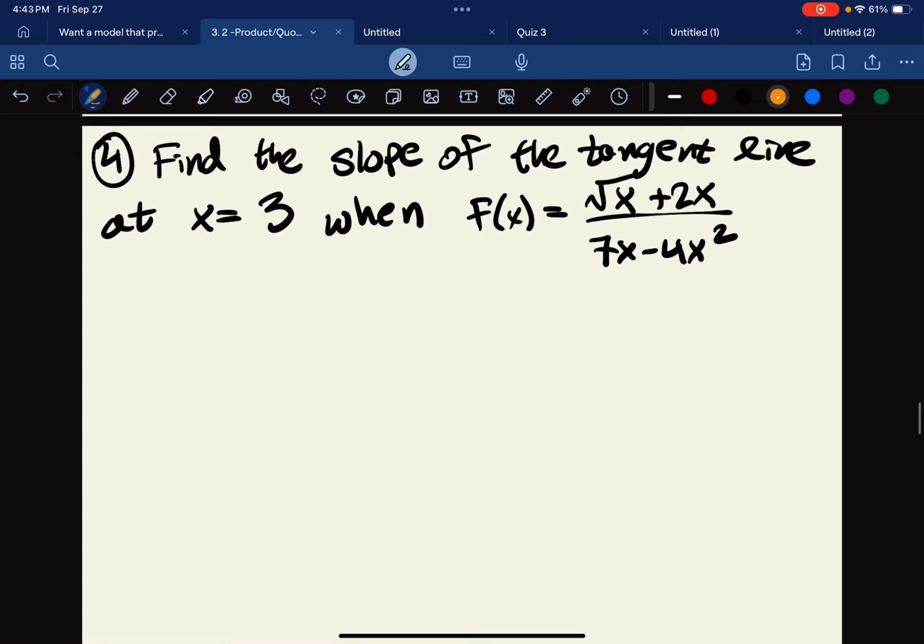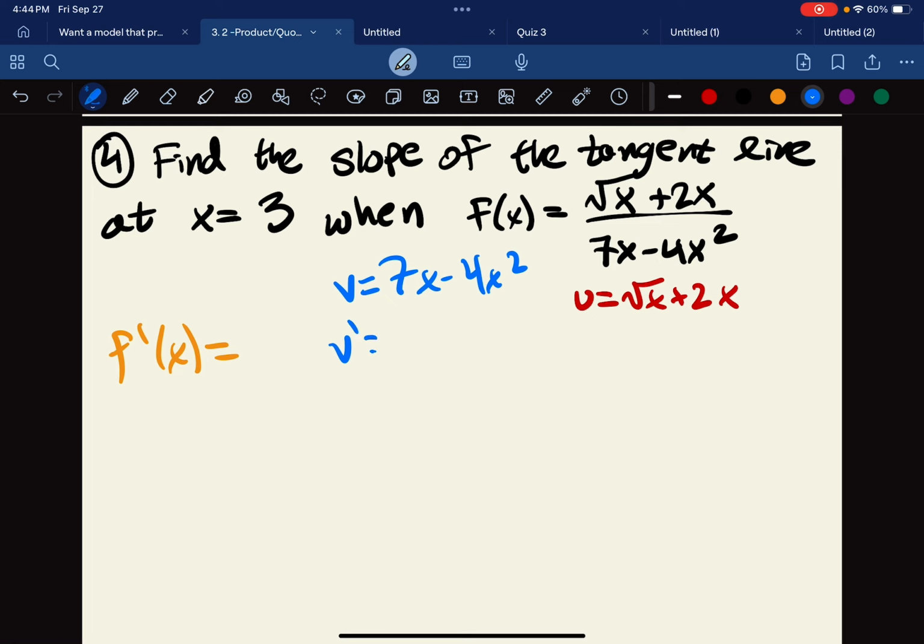Okay, so then find the slope of the tangent line. So slope of the tangent line is the same thing as the derivative at a certain point. So in order to first find the slope of the tangent line, we need to take the derivative of our function. And the derivative of our function is going to be a quotient rule problem, where our numerator is u, and our denominator is v, right?